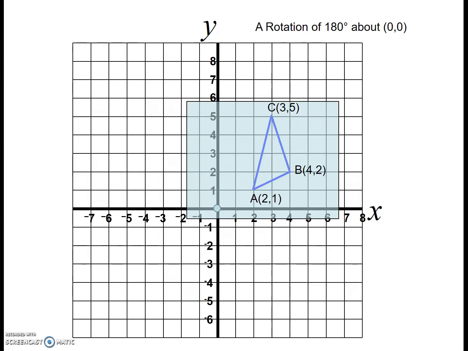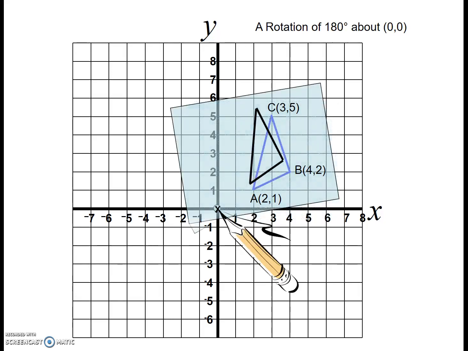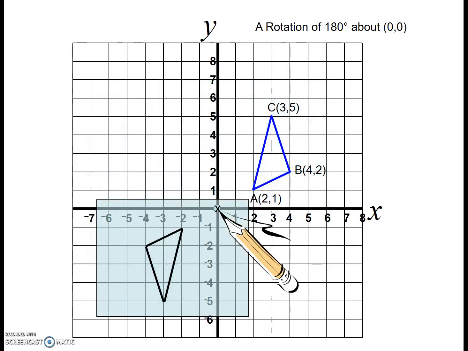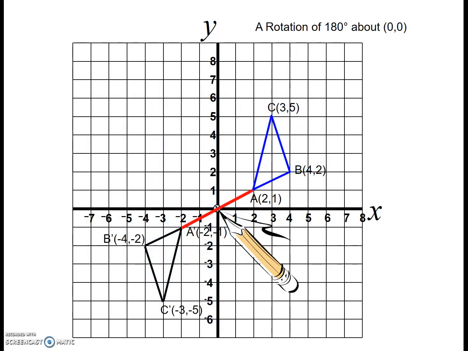Same thing, but we're going to do it now with 180 degrees, about 0, 0. Now counterclockwise or clockwise is going to be the same thing. Okay, so let's go ahead and again trace it. We're going to put our pencil down to hold still, and I'm going to rotate this lovely thing 180 degrees. And let's see what happens with our new points. Okay, so that's 180 degrees, a straight line, and I have the points -2, -1, -3, -5, -4, -2.